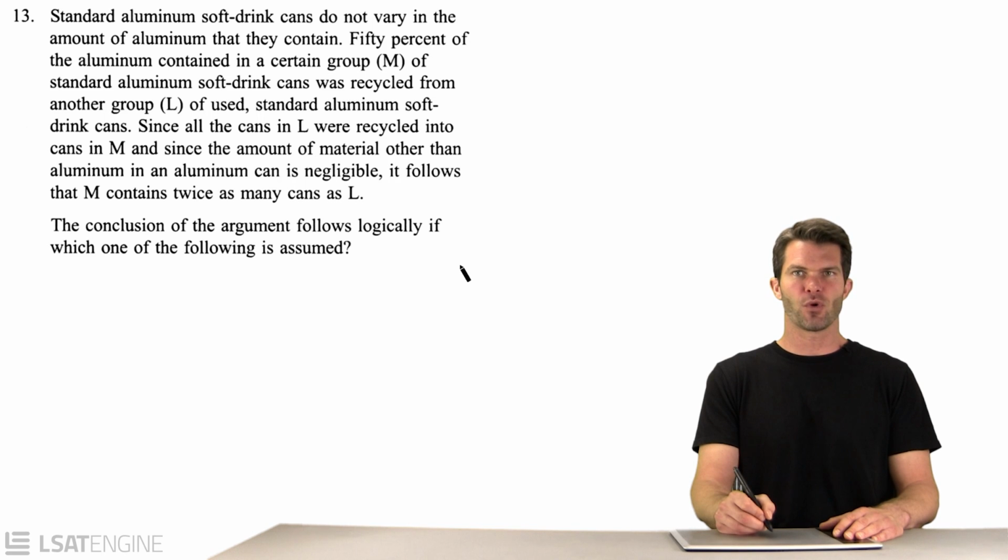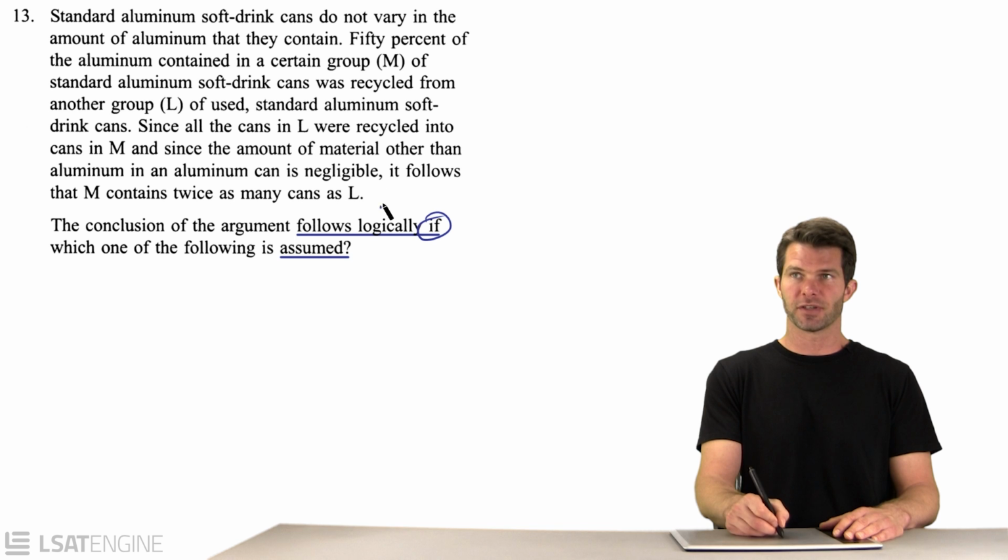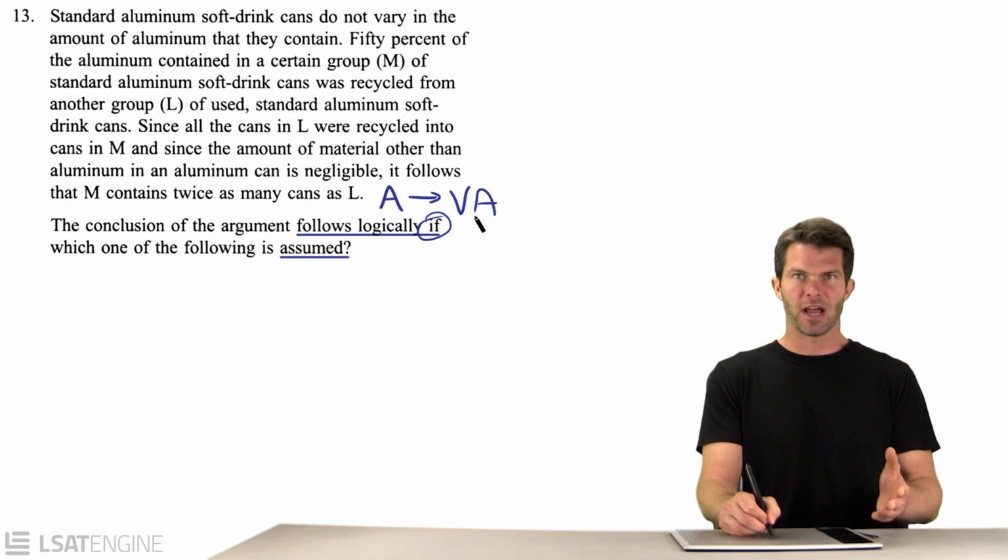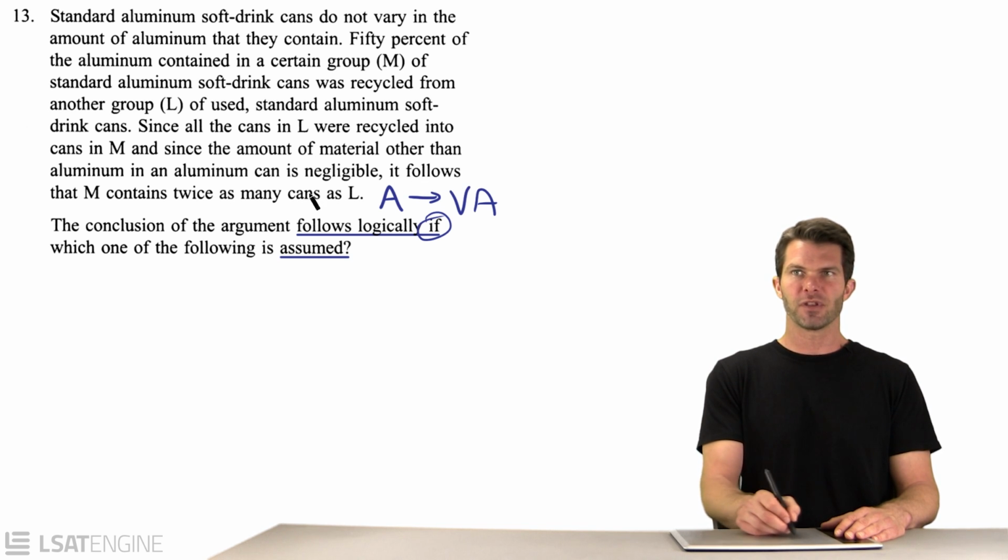This is a sufficient assumption question. We can tell because if we have the assumption, then the conclusion follows logically. So the assumption is sufficient to guarantee that we're going to have a valid argument, to guarantee that our conclusion is true based on the premises. And the conclusion is here after the "it follows that."